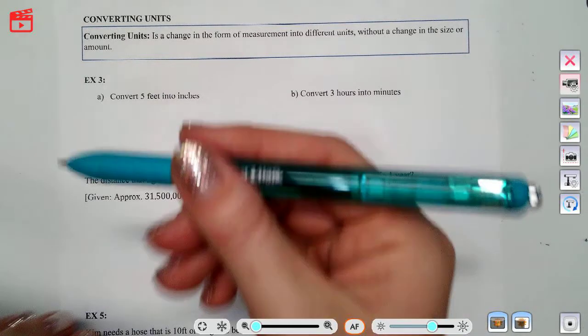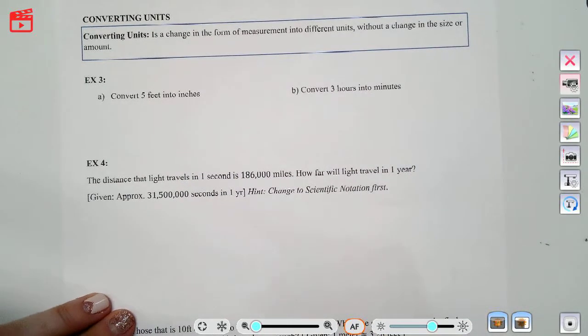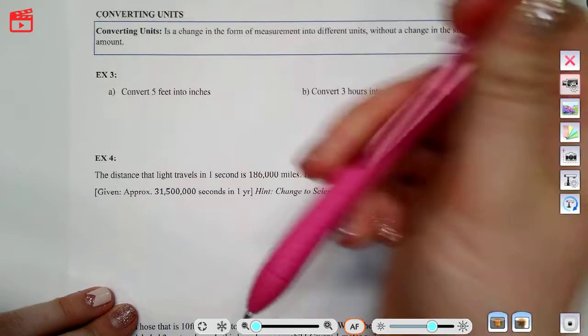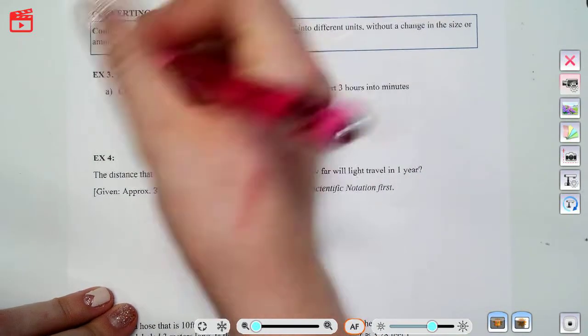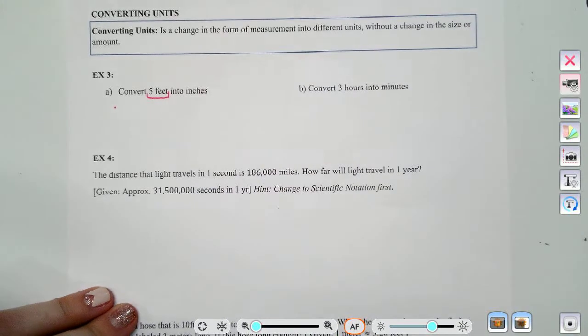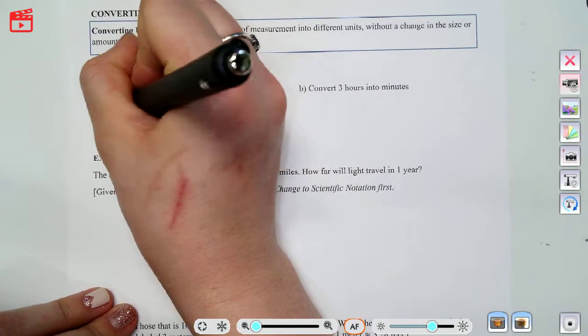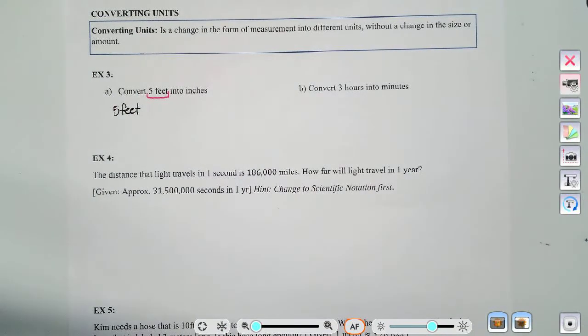All right, so what we do is we're going to start with what we're given. What are we given? We're given 5 feet. I'm going to write that down. 5 feet. And what I'm going to do is I want to multiply this by an equality that I know that has to do with feet. I'll show you what I mean.